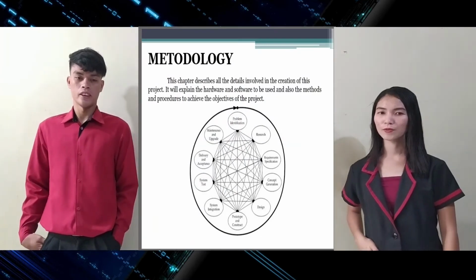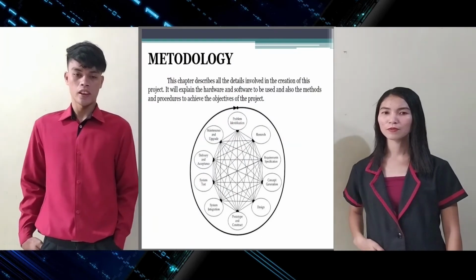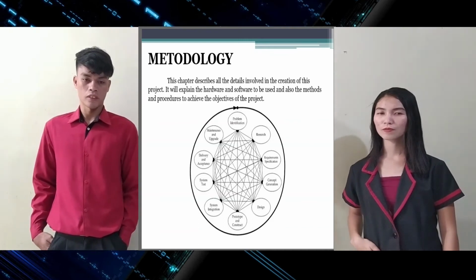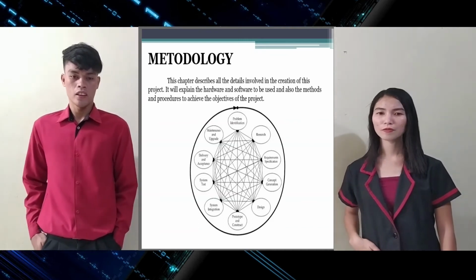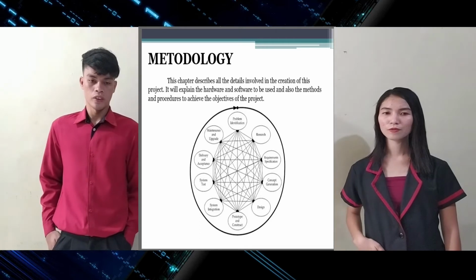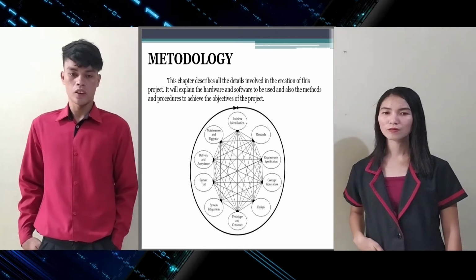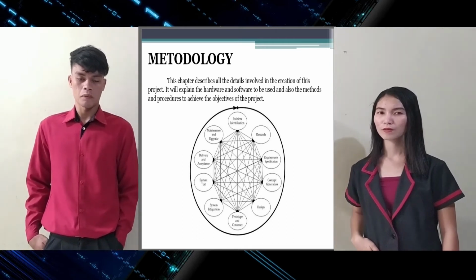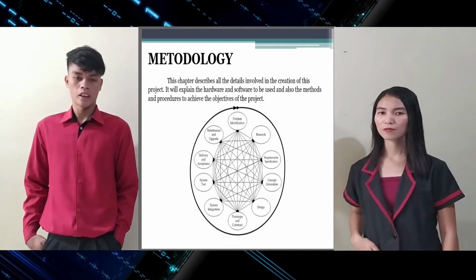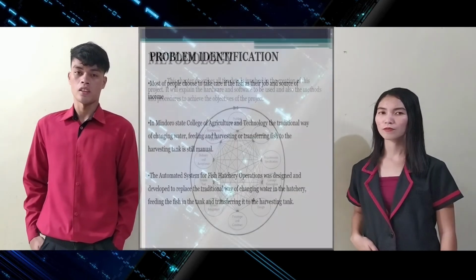Chapter 3, methodology. This chapter describes all the details involved in the creation of this project. It will explain the hardware and software to be used and also the methods and procedures to achieve the objectives of the project, to develop an automated system for fish hatchery operations.